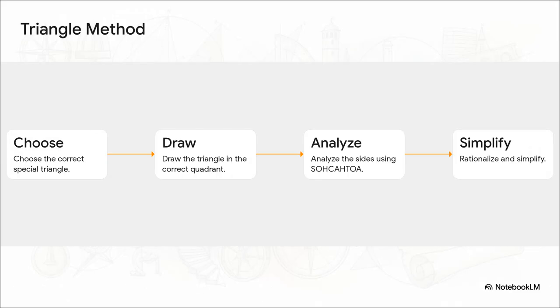Seriously, this simple 4-step recipe turns the whole overwhelming unit circle into a completely manageable process. First, you just pick the correct special triangle based on your angle. Second, you draw that triangle in the correct quadrant, pointing the hypotenuse toward the origin and making sure your signs match the quadrant. Third, you analyze the sides using SOH CAH TOA to find your ratio. And finally, you rationalize any square roots in the denominator and simplify. You're literally just drawing and analyzing a basic triangle.